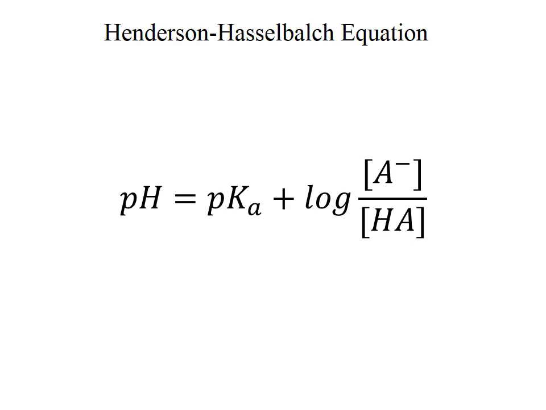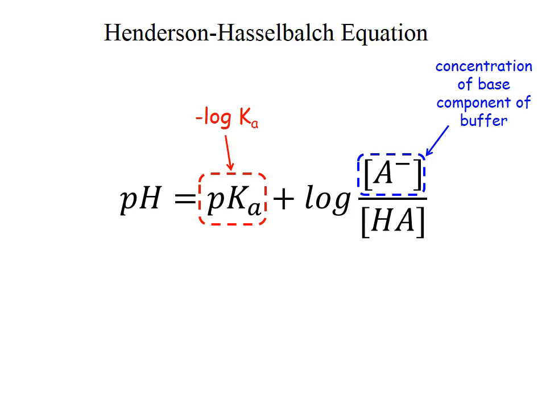So we've seen that buffers are a combination of a weak acid and its conjugate base. This is the Henderson-Hasselbalch equation in the form that it typically exists in. pH equals pKa, the negative log of the Ka, the corresponding acid dissociation equilibrium constant for the acid component of the buffer. Whatever the acid is in the buffer, that has a Ka, which will be available to you in a table or something. pKa is the negative log of that number, plus the log of A minus in brackets, the molarity of the conjugate base, the base component of your buffer.